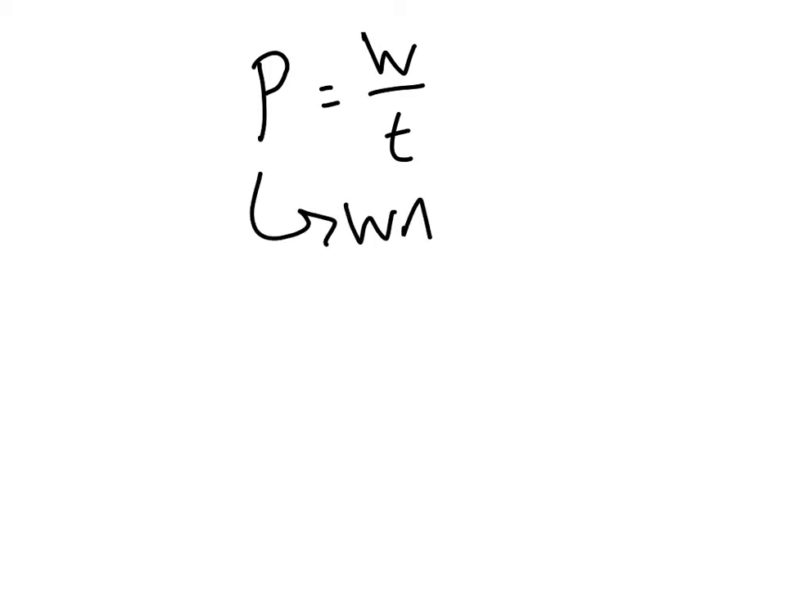Power is how quickly you do work. The equation is going to be P for power equals W, which is our work, over time. Now power is measured in watts, which is the number of joules used every second. Joules is a measure of energy.